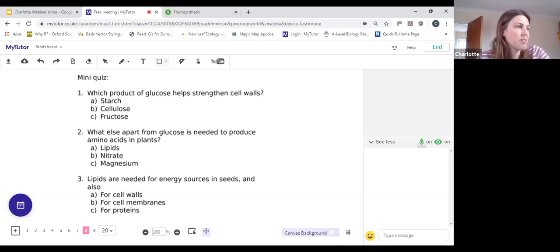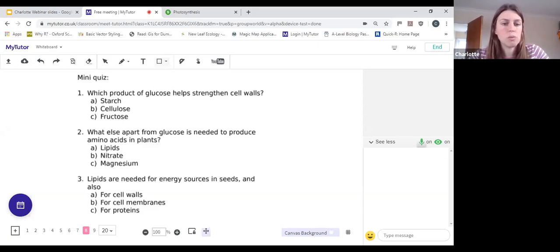Okay, a few people with the right answers there. Any more answers? Well done those who typed so far, everyone's got it right. Any more guesses? A, B or C? Starch, cellulose or fructose for plant cell walls? Very good. B is correct. It's cellulose that's used in cell walls. Remember not to get that confused with lipids, which are used in cell membranes.